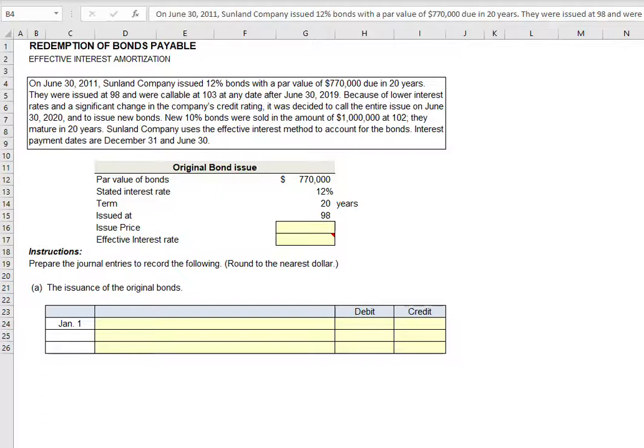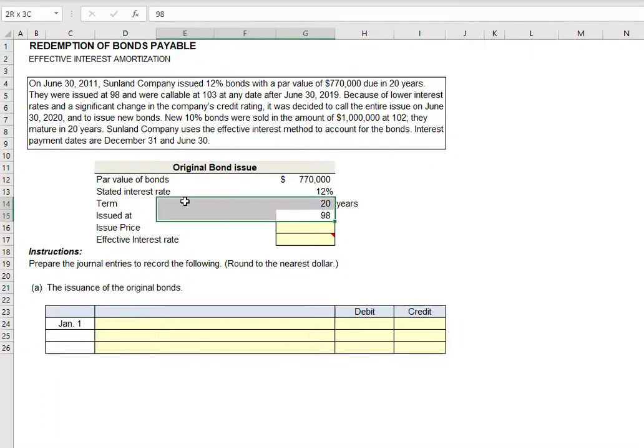The new bonds are going to be 10% bonds for $1 million, and they're going to be issued at 102. We're going to need to look at the journal entries associated with the original issue of the bonds, the retirement of the bonds, and then the issuing of new bonds in 2020. And we're told that the Sunland Company uses the effective interest method to account for the bonds. Again, the bonds were issued at 98, so we know the bonds were issued at a discount, and it's very simple to calculate that price.